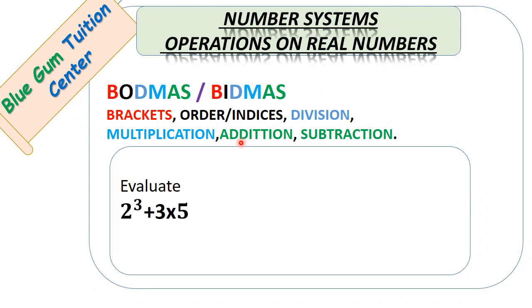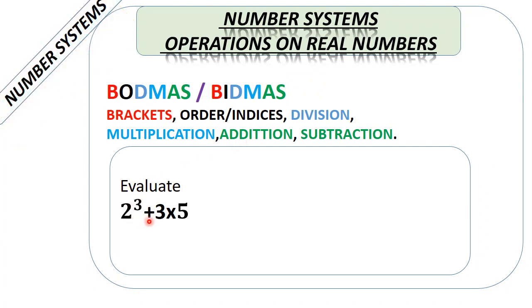So we have this problem, 2 power 3 plus 3 times 5. This is read as 2 power 3. It's a big number here and a small number on top of it, and it's read as power. So 2 power 3 plus 3 times 5. This expression, where there is a number and a small number on top of it, is what is called an index, or indices, or order. Order and indices are just the same word.